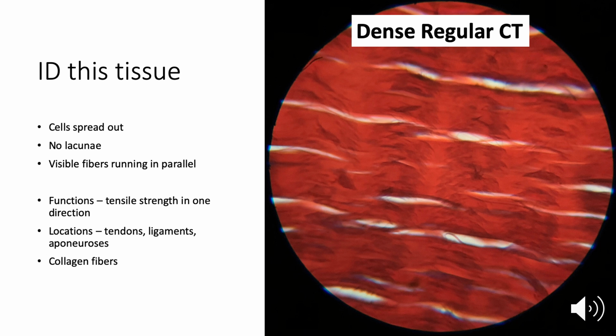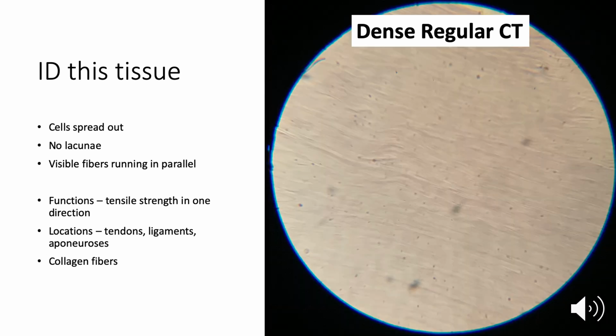If this doesn't look like the one you looked at in lab, yours might have looked more like this. It's a slightly fainter slide, but you can still see those fibers that are all running in the same direction, and then nuclei of cells that are scattered through the tissue as well.